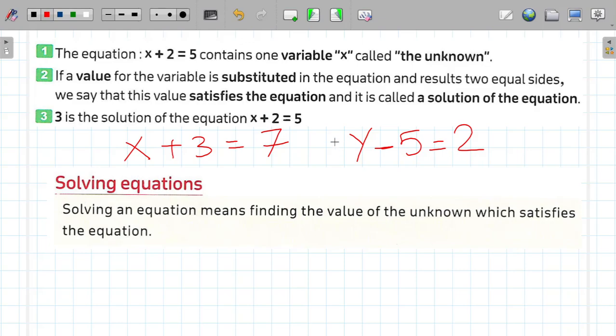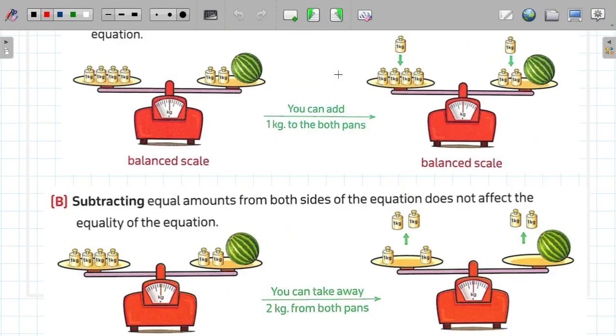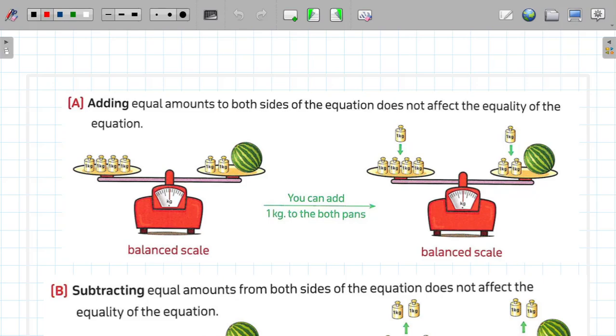Okay, next we will talk about the properties of solving equations and the different methods of solving them. First, if I want to add amounts to both sides of the equation, we must add equal amounts. Adding equal amounts to both sides of the equation does not affect the equality of the equation.